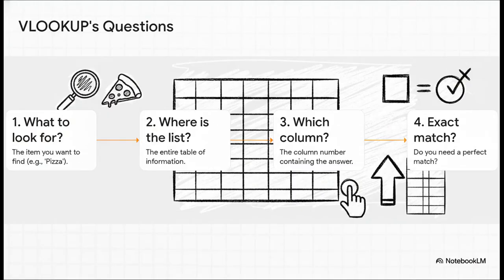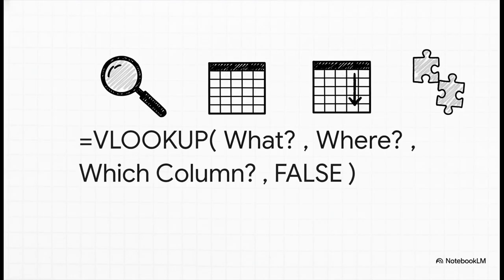And here they are, the 4 magic questions. Number 1, what are you looking for? 2, where is the big list of information? 3, in that list, which column number has the answer you actually need? And 4, do you need an exact, perfect match, or is close enough okay? And this is what that looks like as a formula. You just tell it what to look for, where to look, which column number to bring back, and then you tell it the match type. Now listen, for your exams, that last part is almost always, and I mean always, going to be FALSE because you need an exact match, not something kind of close.